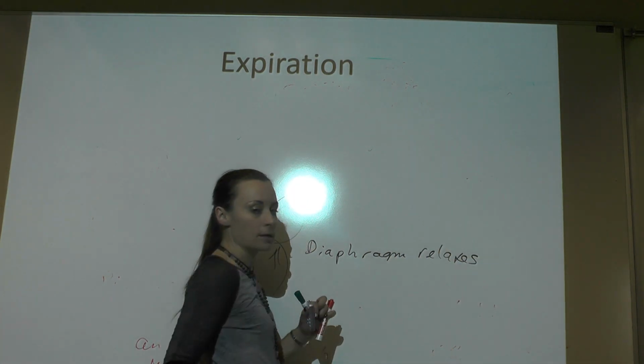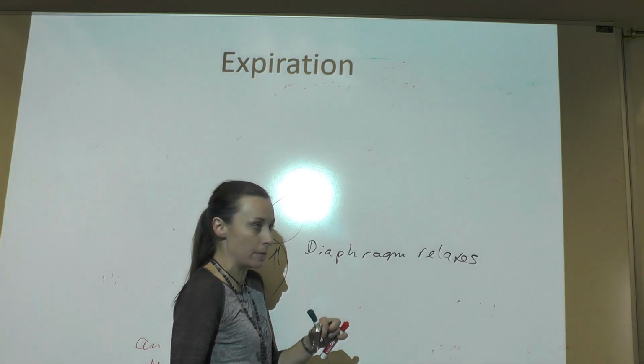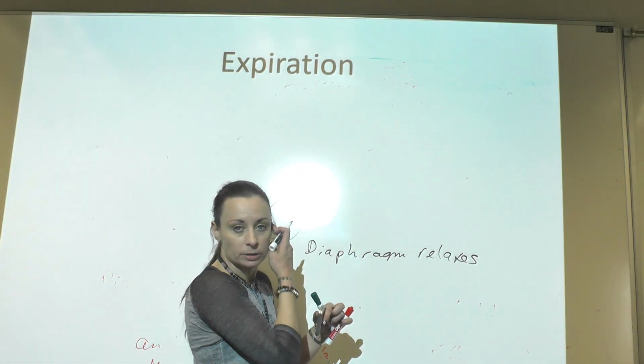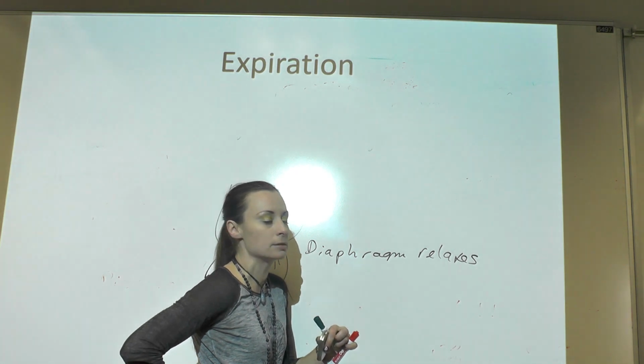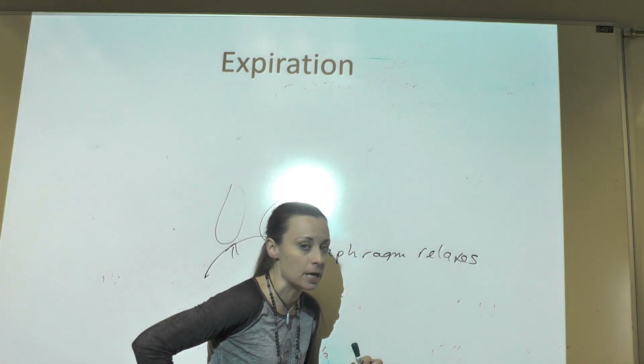So what we could say is the diaphragm relaxes, and your external intercostal muscles relax, so the thorax will depress some. If you want to force expiration, you can contract your internal intercostals to push out a little more air.